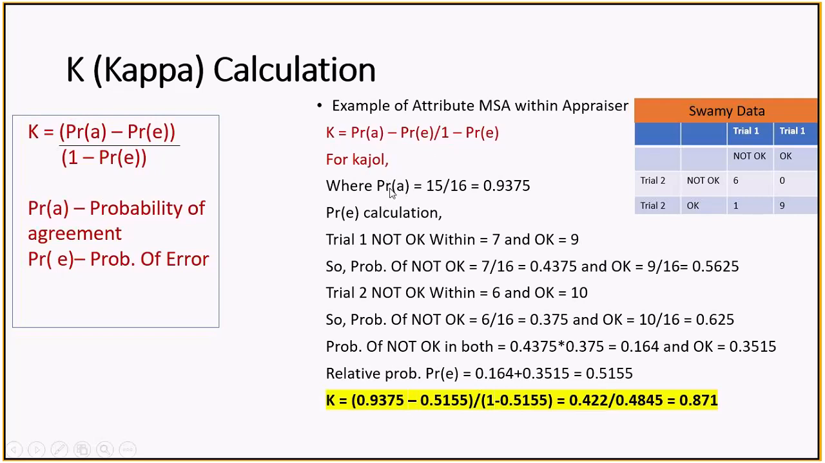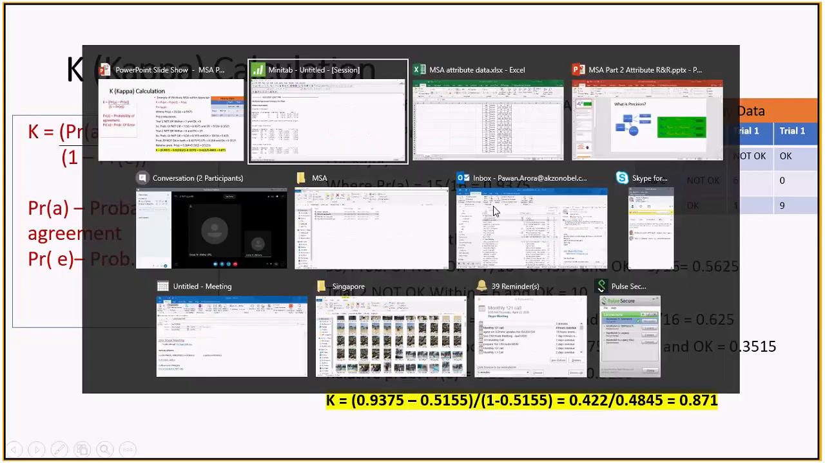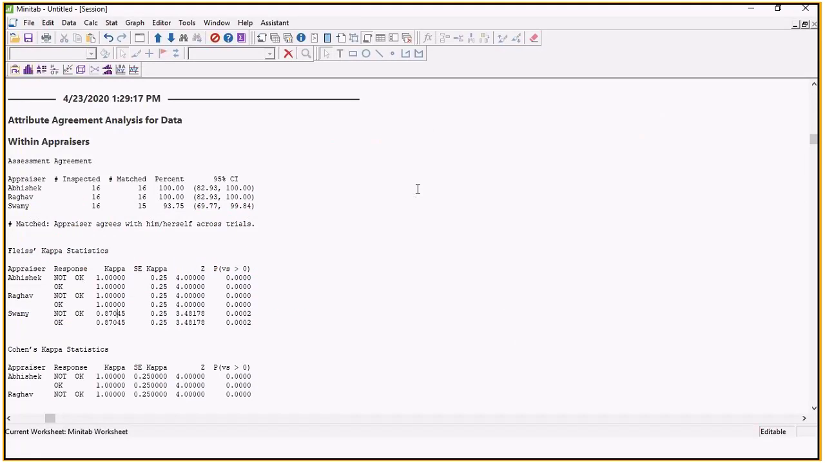So your probability of agreement is equal to, out of this, how many were in agreement, in the sense when you said not okay in the first trial, second trial also not okay, 6 times, and here you have okay in the first trial, okay in the second trial, 9 balls. So there are total 15 balls where you have agreement in both the trials, correct? Out of 16 balls, so 15 divided by 16 is this number. This number is also the same as you can get in Minitab here. You can see, 15 divided by 16. This is nothing but your agreement part, right? Assessment agreement you can see on the top.